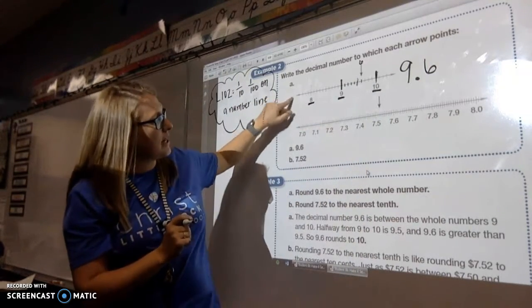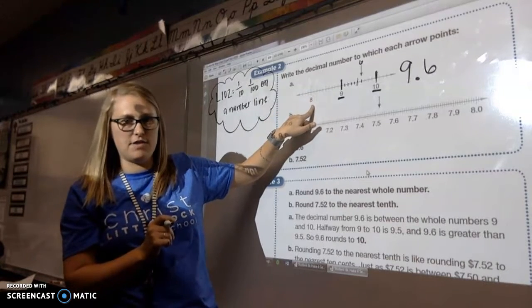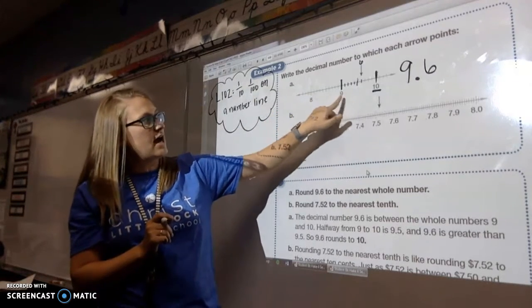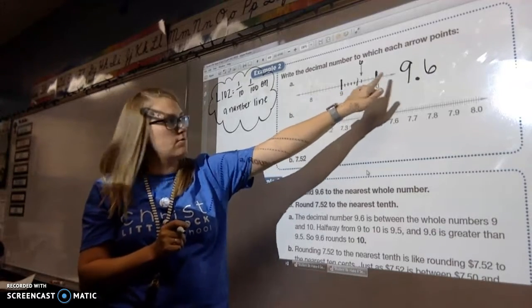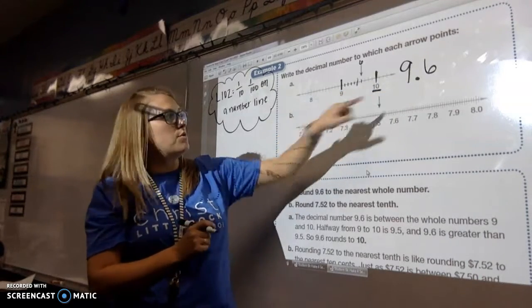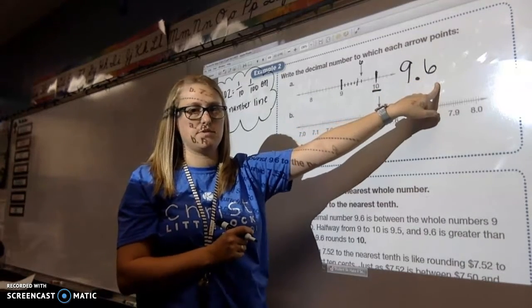So I'm following my arrow. I'm not going to write 8, I made it there already. I'm going to write 9 because that's my whole number. I haven't gone to 10 yet, so I can't write 10 here. So it would be 9 and 6/10, 6 being in the tenths place.